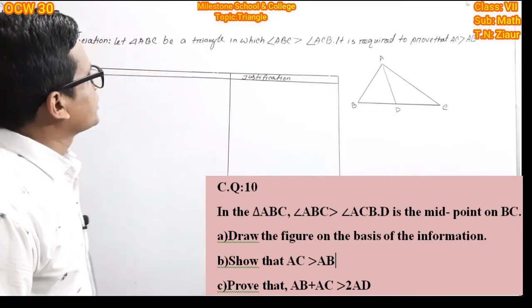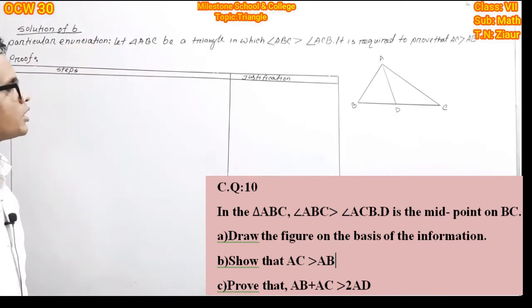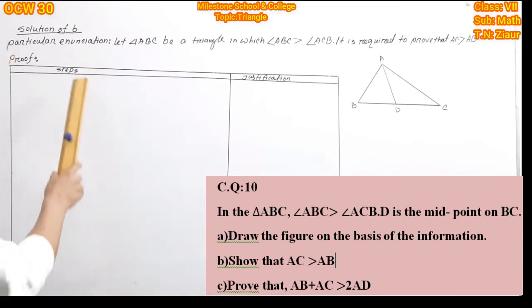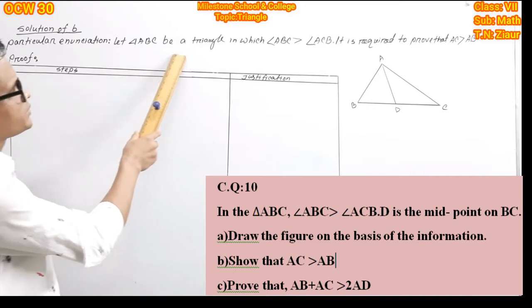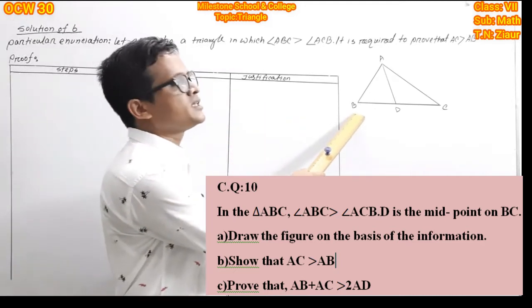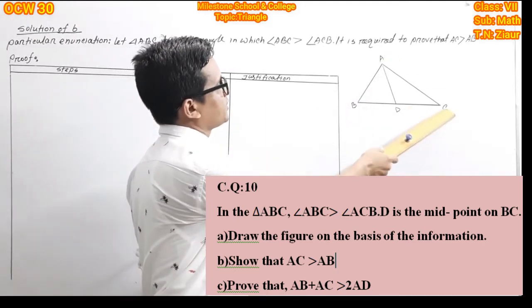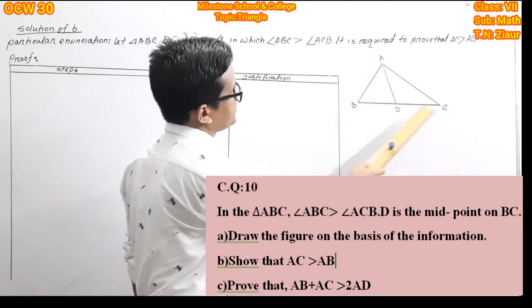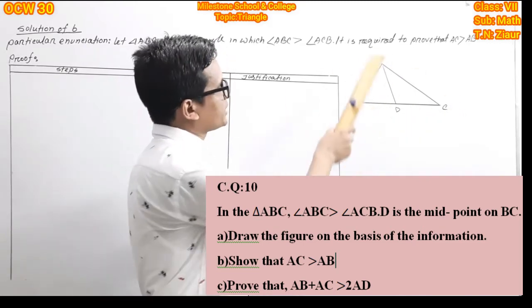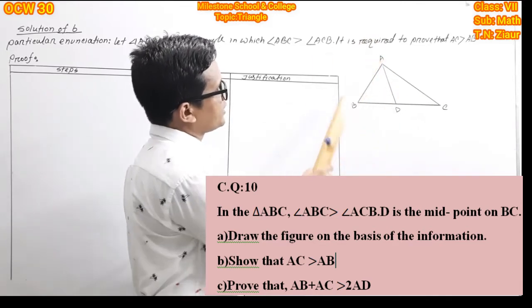Now dear students, now we have to prove, that means solution B number. This one is the particular initiation I have already written. Let ABC be a triangle in which angle B is greater than angle C, that means angle ABC is greater than angle ACB. Then we have to prove that side AC is greater than side AB.